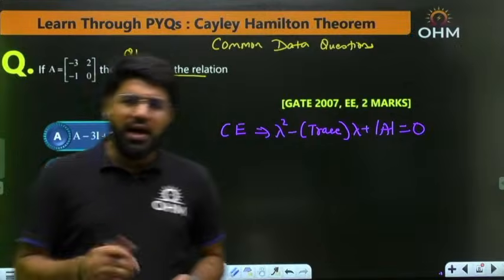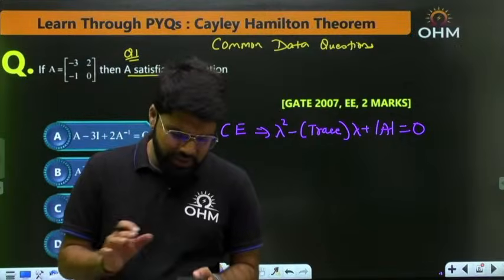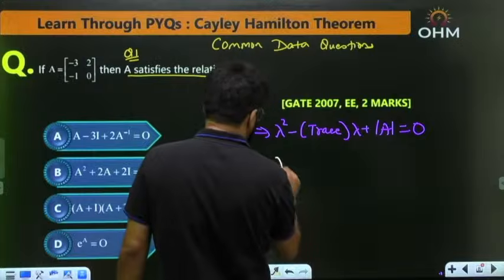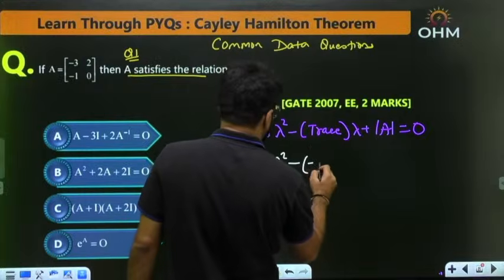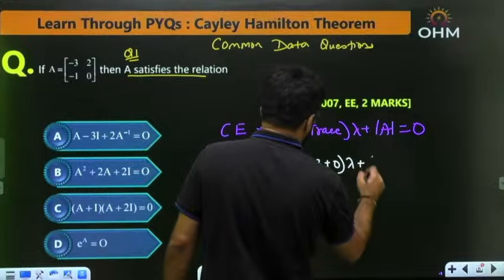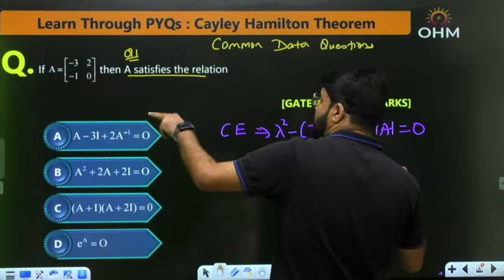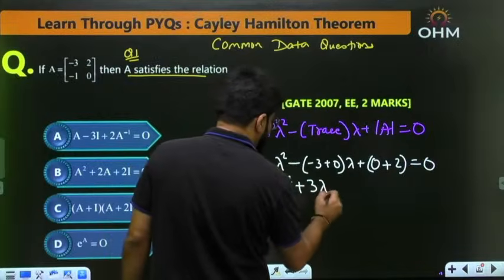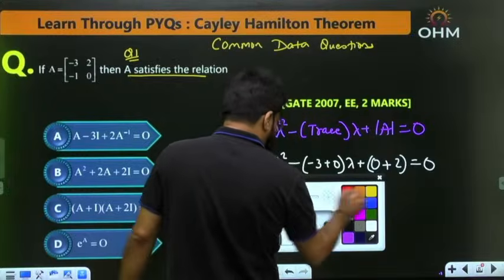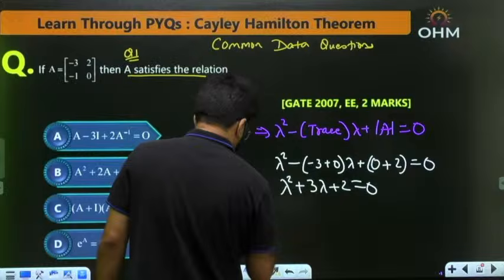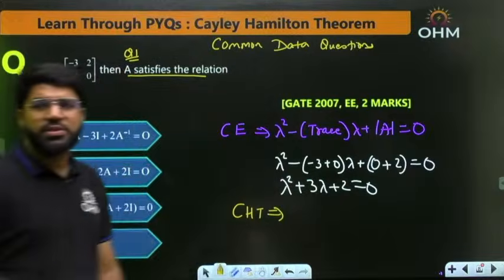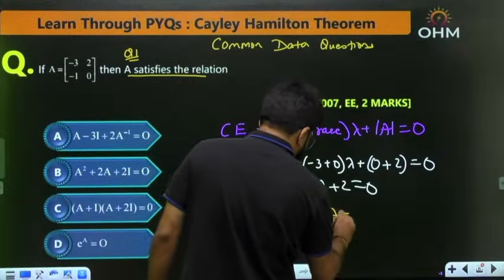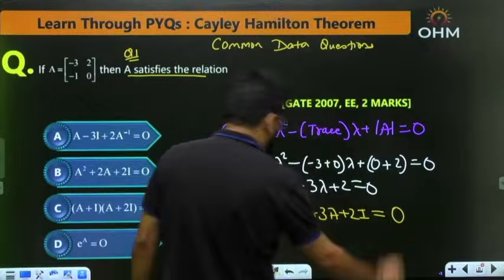Easy one only. The 2 cross 2 characteristic equation is actually very easy, na? So what is the value of the trace? Minus 3 plus 0, sum of diagonal numbers, and the determinant of the matrix is 0 minus the minus 2, equal to 2. So you have lambda square plus 3 lambda plus 2 equal to 0. Now if you apply the Cayley Hamilton theorem, every square matrix will satisfy its characteristic equation, so put lambda equal to A: A square plus 3A plus 2I equal to 0.